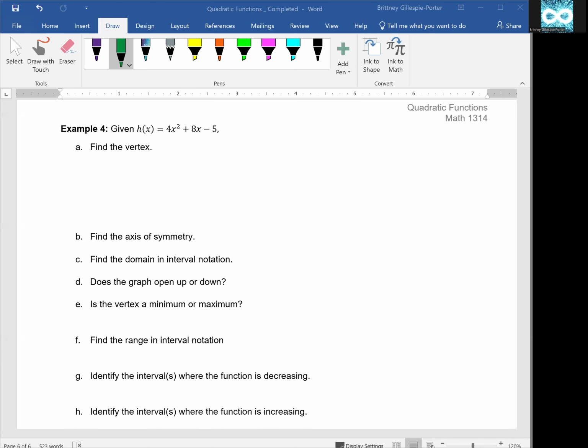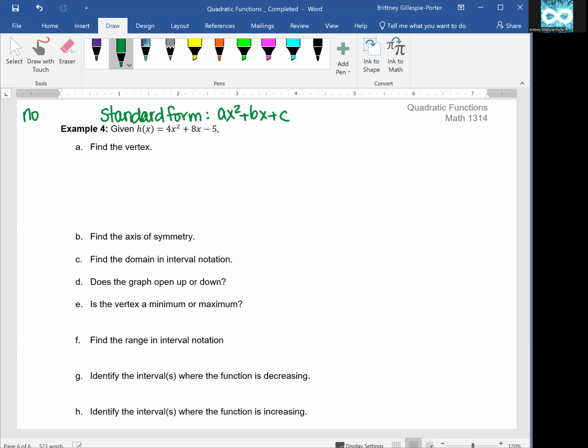Let's tackle another quadratic function where we have to find all the characteristics and then graph. As always, you've got to figure out what form you are given for your quadratic. And in this case, we have a standard form because there are no parentheses. It is in the form ax squared plus bx plus c.